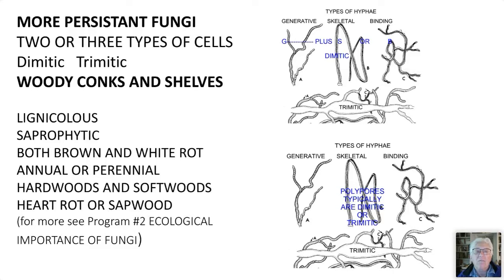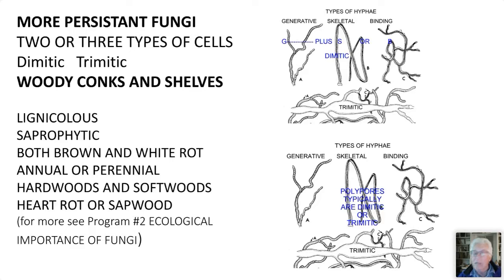And these are the kinds of fungi that we tend to find in the wintertime. They're woody conchs and shells. You can hit them with a hammer, and they're tough things, or shelving mushrooms. It takes a longer time to form, and they last a long time. And that's why we see them in the wintertime.